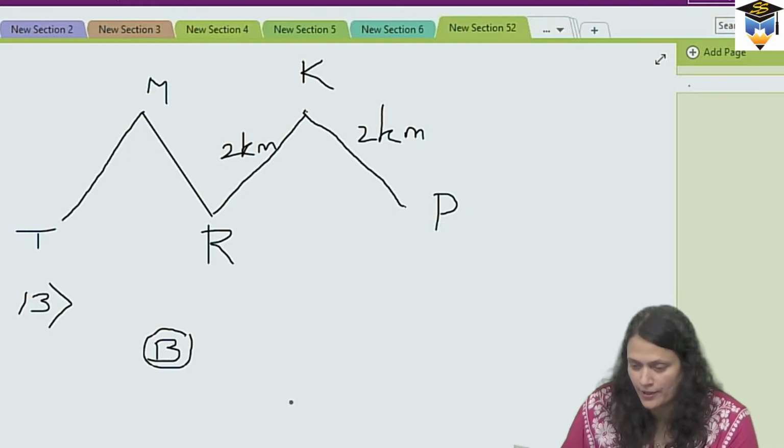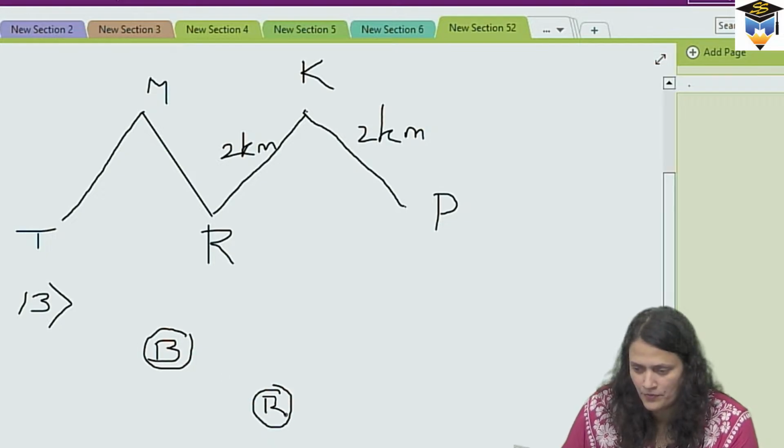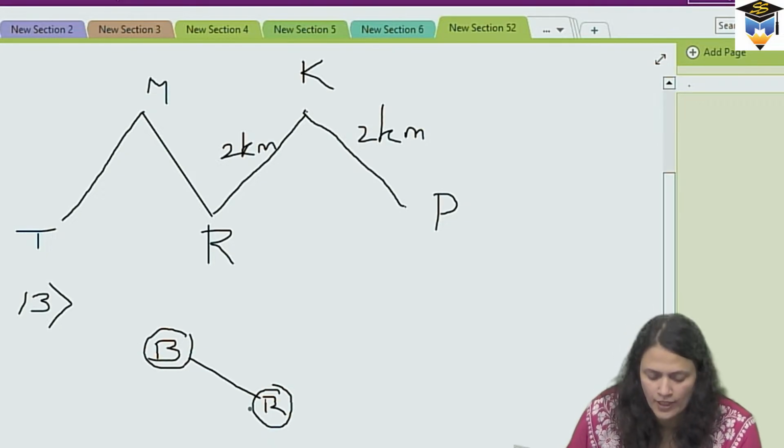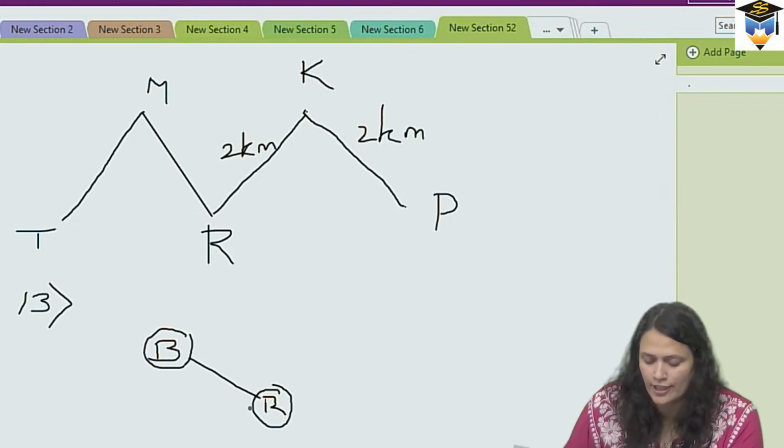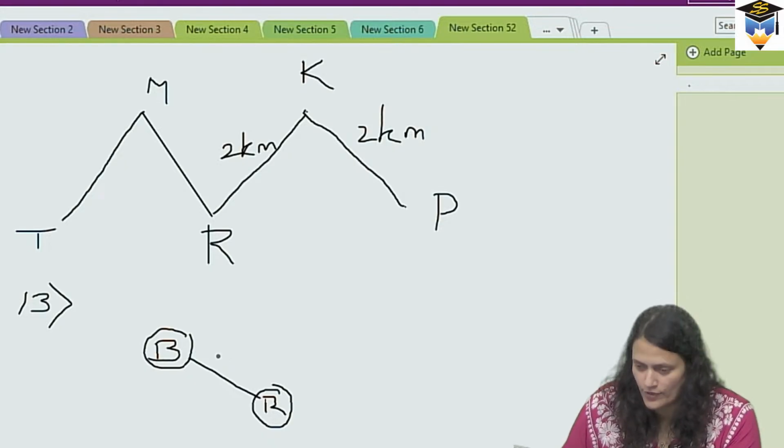Babu and Rahim are neighbors. Let's say this is R, Rahim. They are neighbors, and his house is 200 meters in the northwest direction. So I have taken this as northwest, and 200 is the distance.